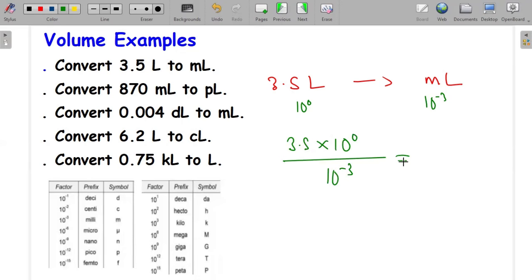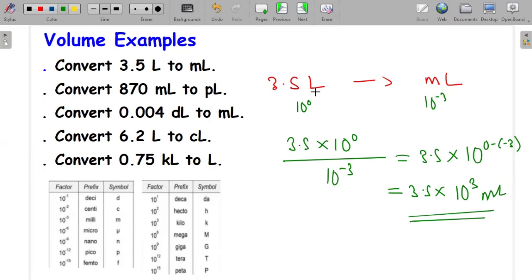So this will just be 3.5 multiplied by 10. Then I combine the powers there. That is 0 minus this minus 3. So this will just be 3.5 multiplied by 10 to the power, and this minus multiplied by the minus 3 is going to give me a positive 3. So this will just be milliliters like that. So we have converted from liters to milliliters.